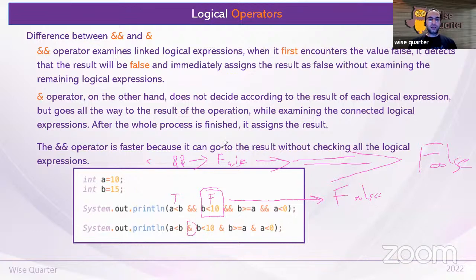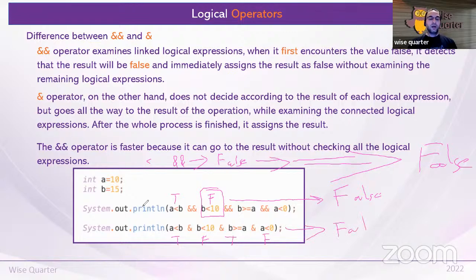The single AND operator is a simpler version of it. No matter what, it calculates all of them. When we use the single AND operator, it will check A is smaller than B, true; B is smaller than 10, it is not true, false, but it will continue checking. B is higher than or equal to A, it is true, and A is smaller than B, false. As you can see, at the end, it will check whether there is a false statement here, and then it will calculate the result.